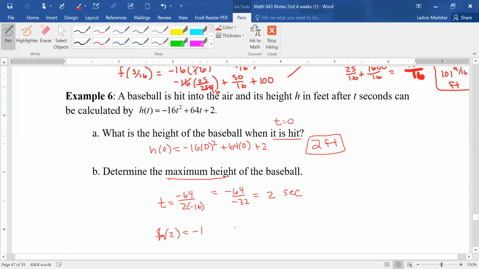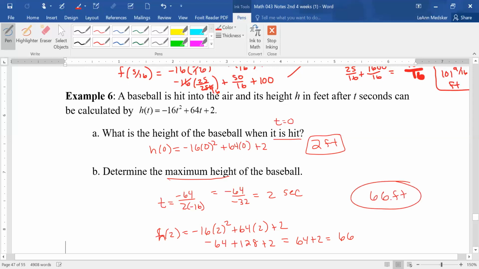So we need to plug in 2 for t, into our function h of t. So negative 16 times 2 squared plus 64 times 2 plus 2. That's 4 times 16, that's negative 64, plus 128 plus 2. That would be 64 plus 2, which is 66. So this baseball reaches a maximum height in the air of 66 feet.